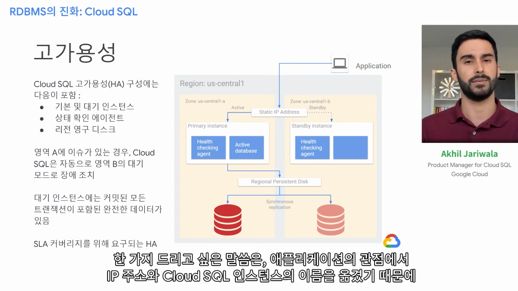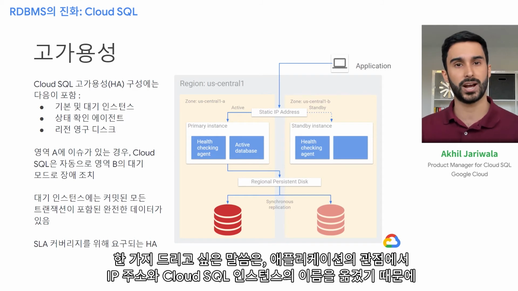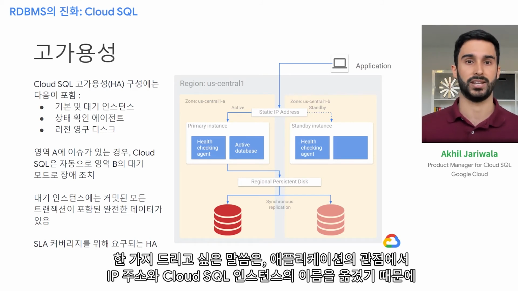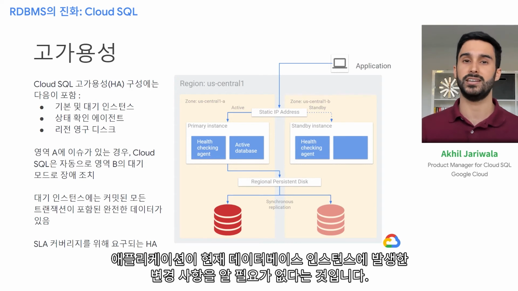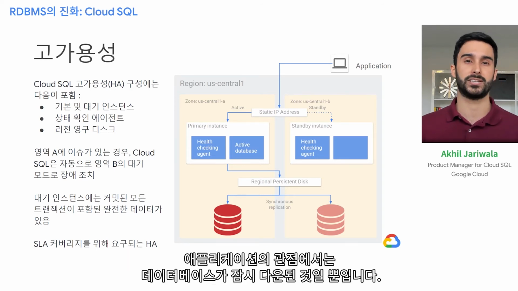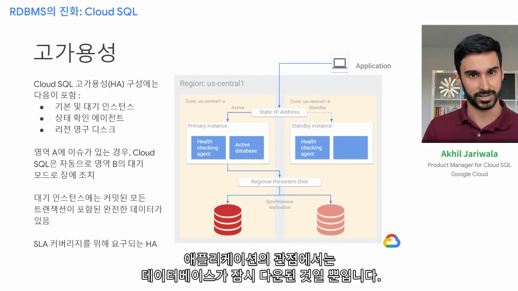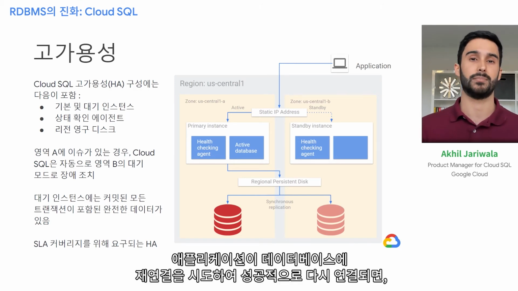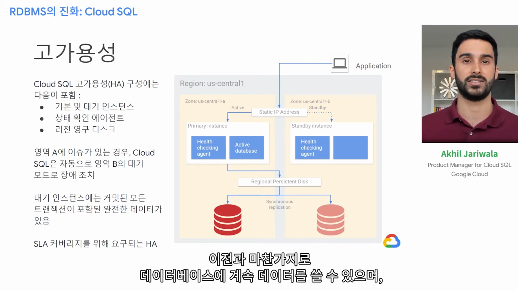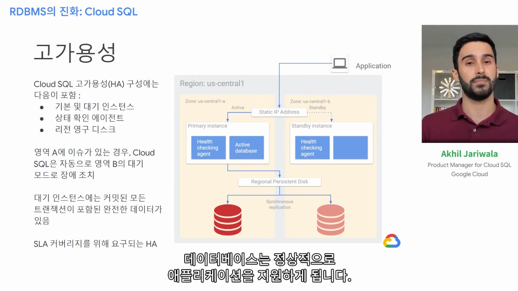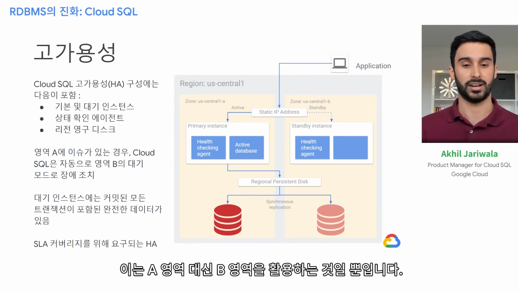One thing that I wanted to mention is that from the application's perspective, because we've moved over the IP address and the name of the Cloud SQL instance, the application doesn't need to know that there's been a change in the database instance underneath the hood. From the application's perspective, all that's happened is that the database has gone down for a moment. When the application attempts to reconnect to the database and it reconnects successfully, it can continue writing to the database just as it was doing before, and the database will continue to serve the application as normal. This time, it's just from Zone B instead of from Zone A.